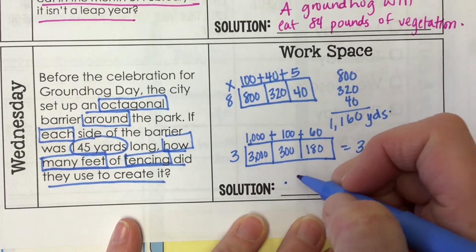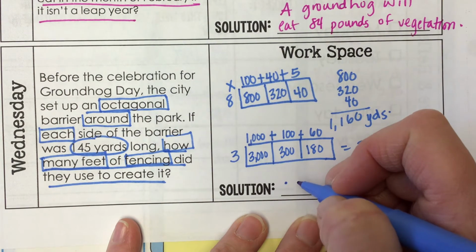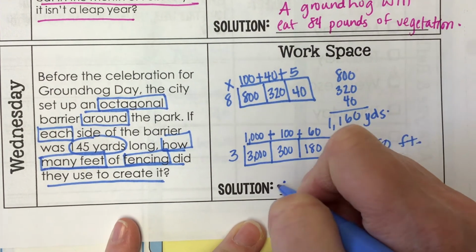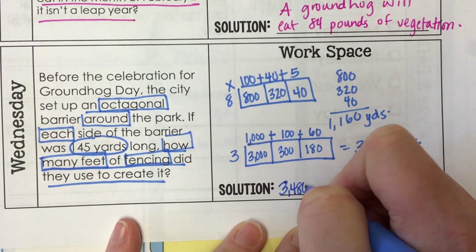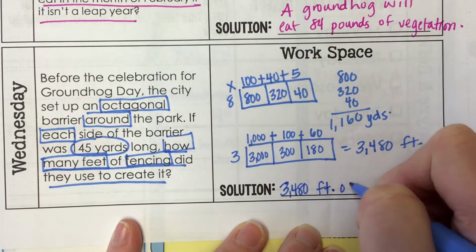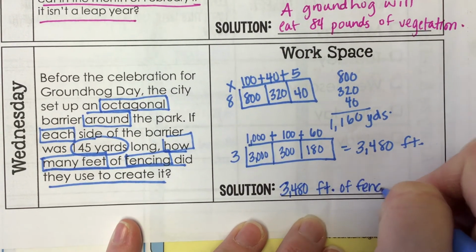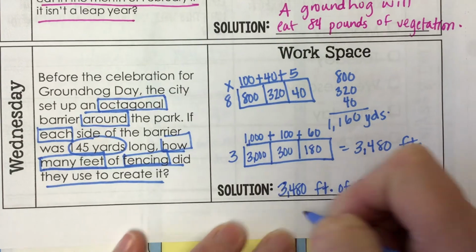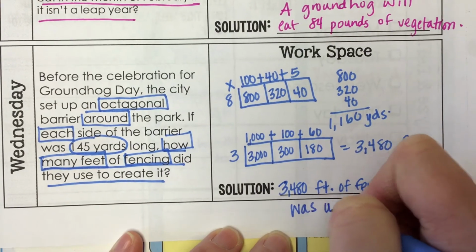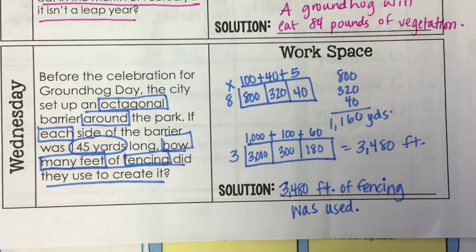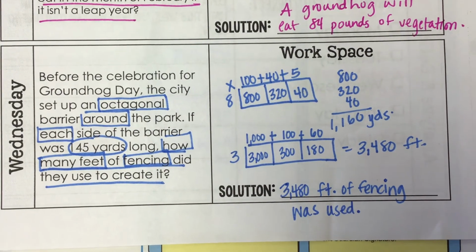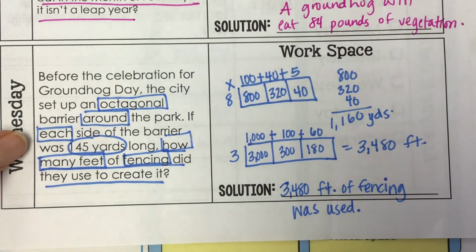Okay, so your sentence needs to say 3,480 feet of fencing was used. Something along that line. And it needs to have a period at the end. Okay, do we have questions about that one?